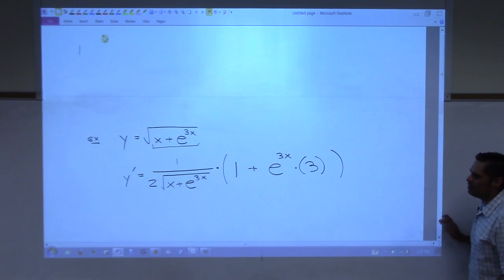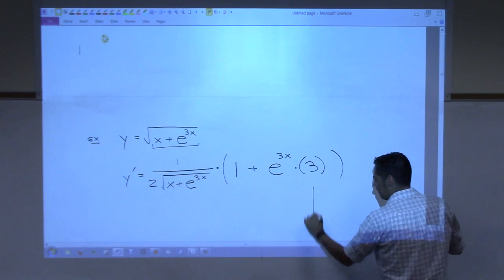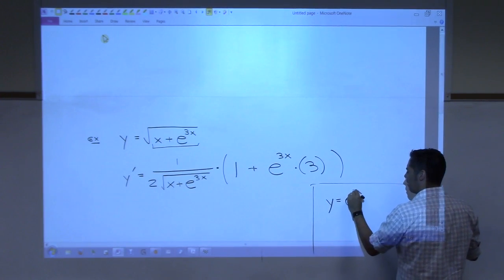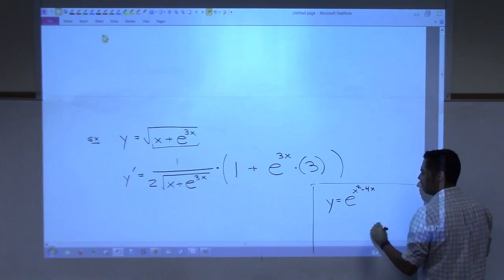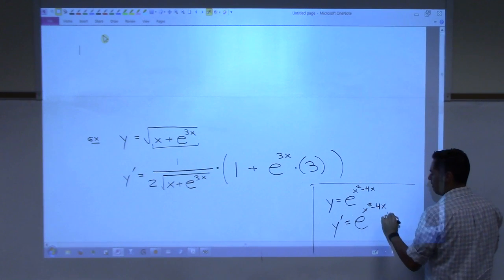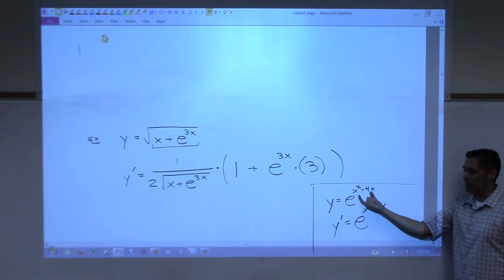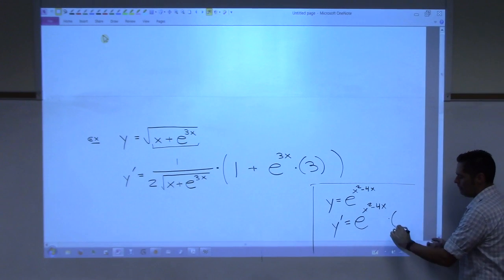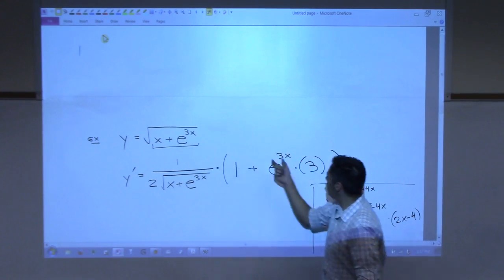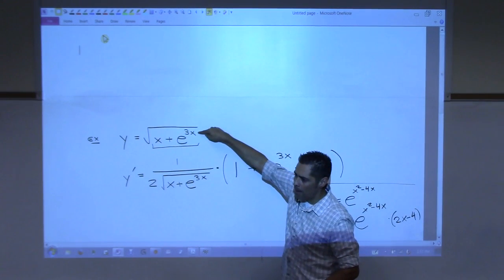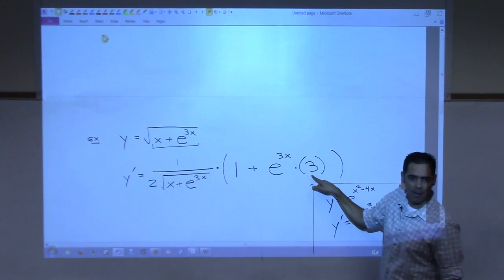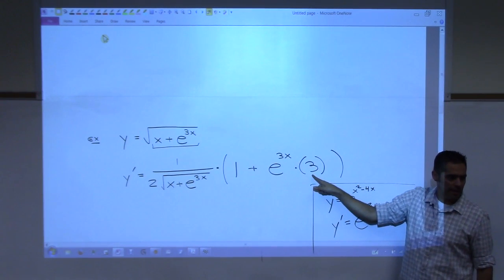You understand the 3? Okay, so let me just go back. We just did, what was it, e to the x squared minus 4x? We did that one. So when we took the derivative, it was itself, but then we said times the derivative of what's up here, which gave us the 2x minus 4. Exactly the same thing. The derivative of e to the 3x is itself, but then times the derivative of what's up here, the derivative of 3x, which is 3. So that's going to pop out right there. We all good with that?